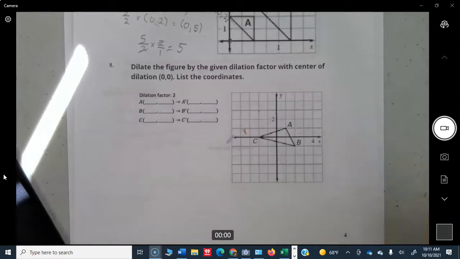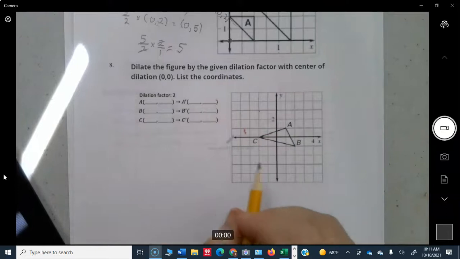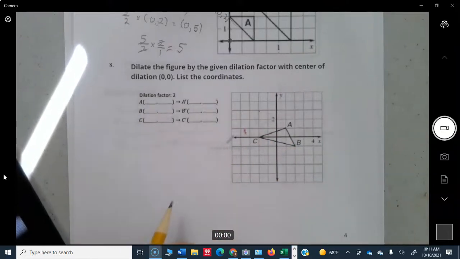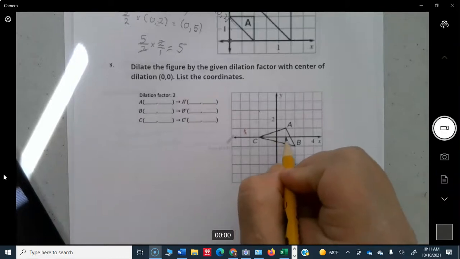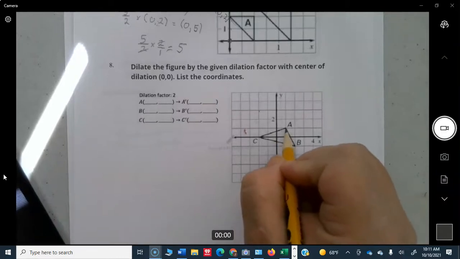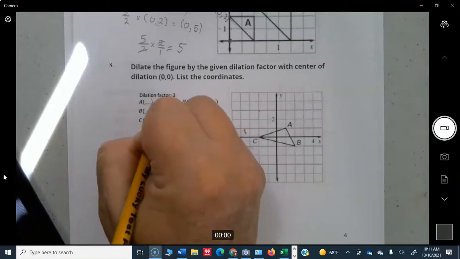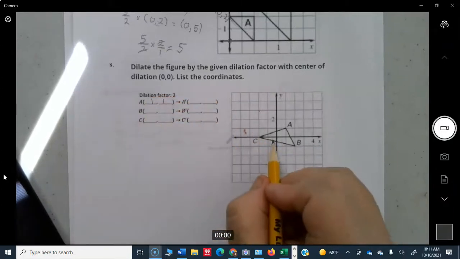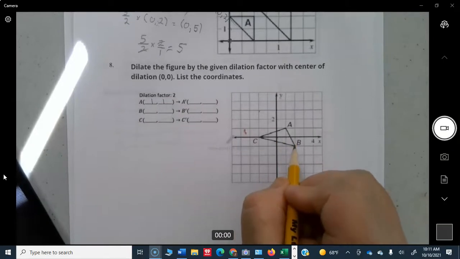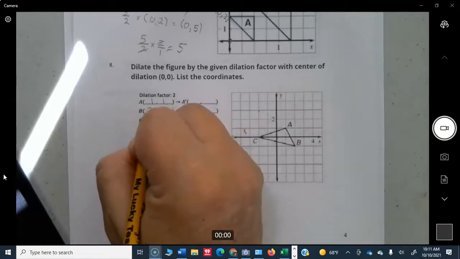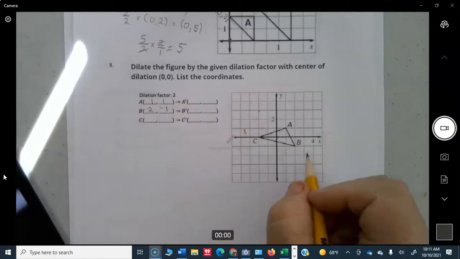Okay, dilate the figure by the given factor. The center of dilation is 0, so the factor is 2. So we have to identify each of the points first and write them right there. So let's start with A. A is 1 to the right, that's on the x-axis, and 1 up, that's on the y-axis. So it's 1, 1. B is 2 to the right and 1 down. So that's +2, -1. It goes down 1.